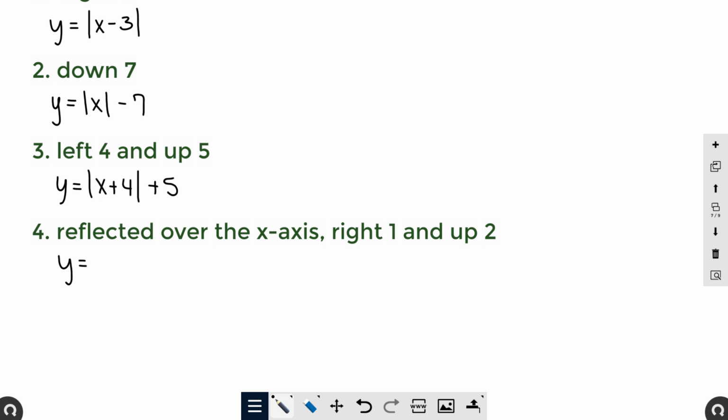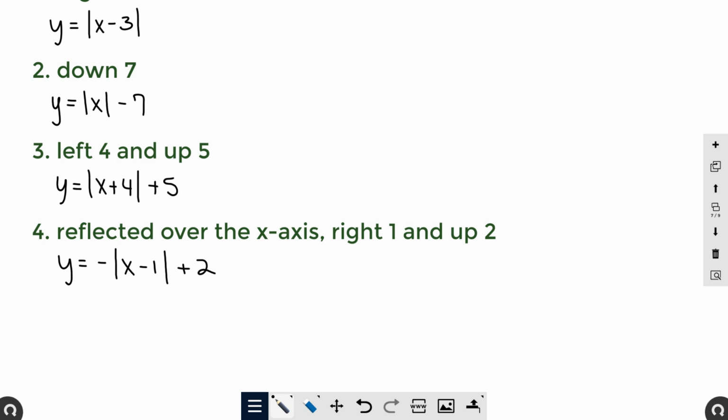Okay, and our last one here, reflected over the x-axis, then right 1 and up 2. Start with the negative for the reflection. Good. Minus 1 on the inside for right 1. Add 2 on the outside. Very good. You can always double check these. Remember, you can plug them in y equals and look at it. Did it do the same thing? Is it reflected? Does it look like it moves right 1 and up 2? Look at where that vertex starts. You could also type it in or look at the table instead of looking at the graph.